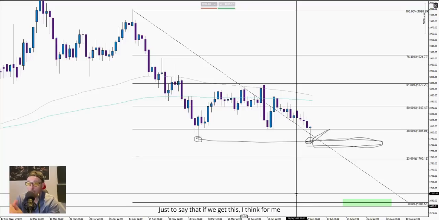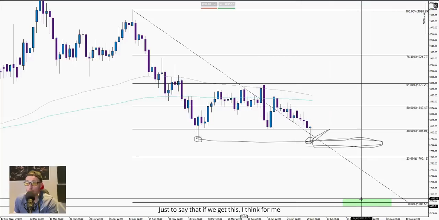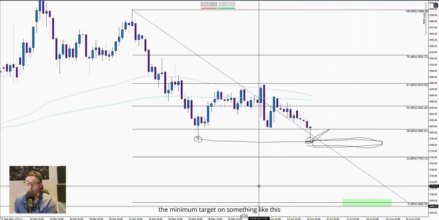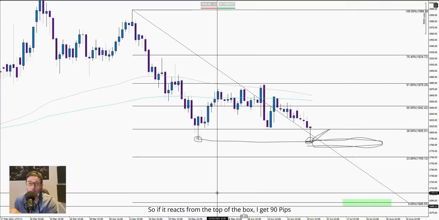So just say that if we get this, I think for me, minimum target, something like this would be the 90-100 pips, which is pretty much the size of the box. So if you react from the top of the box, I get 90 pips. This is my initial TP, and I'll explain the scale out.